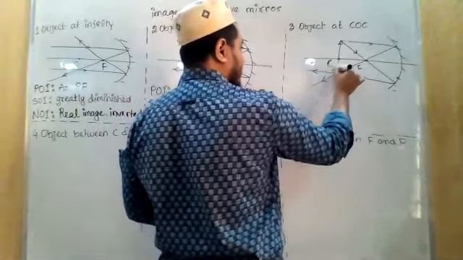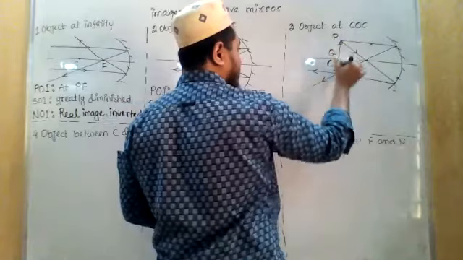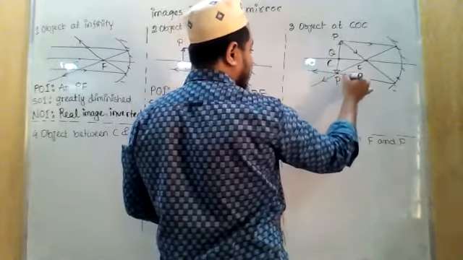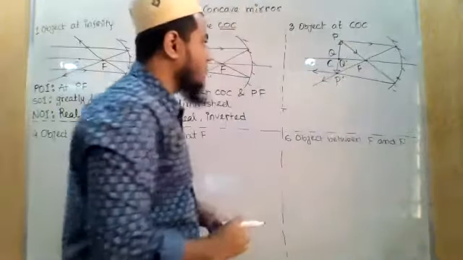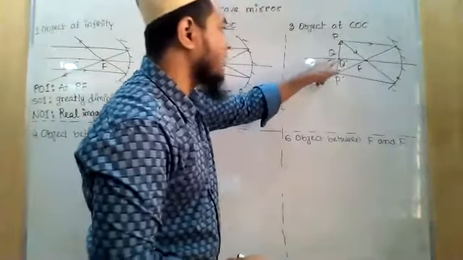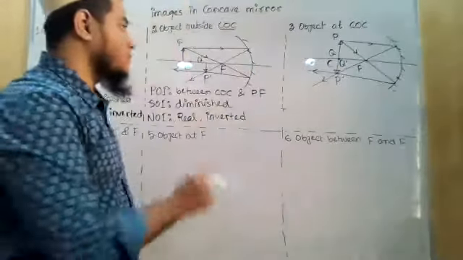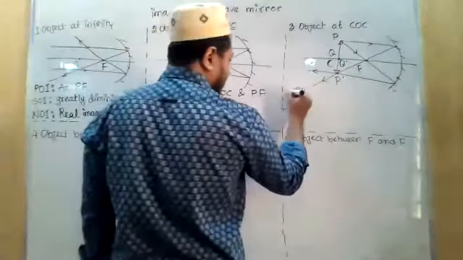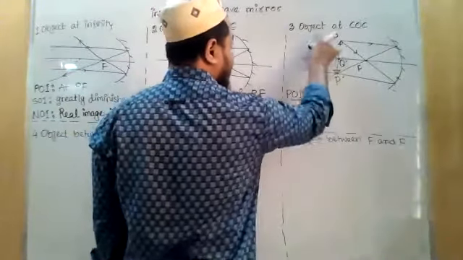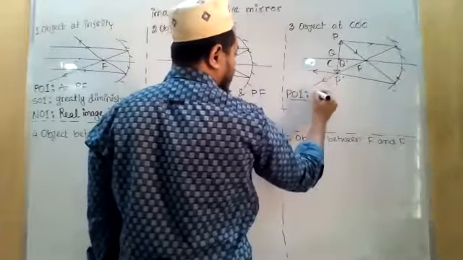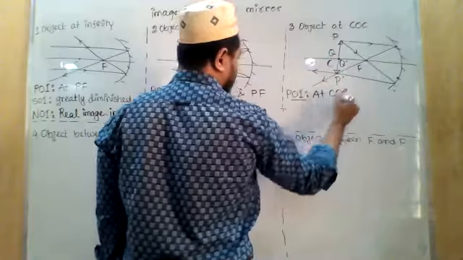So from here, if I draw a perpendicular on the principal axis, then what will happen? This is going to be my image. So here the object is PQ and the image is P prime Q prime. Now you can see that Q and Q prime are both the same point, the center of curvature, okay? So the position of the image will be the same as the object. The object is at the center of curvature. The image will also be at the center of curvature, okay?